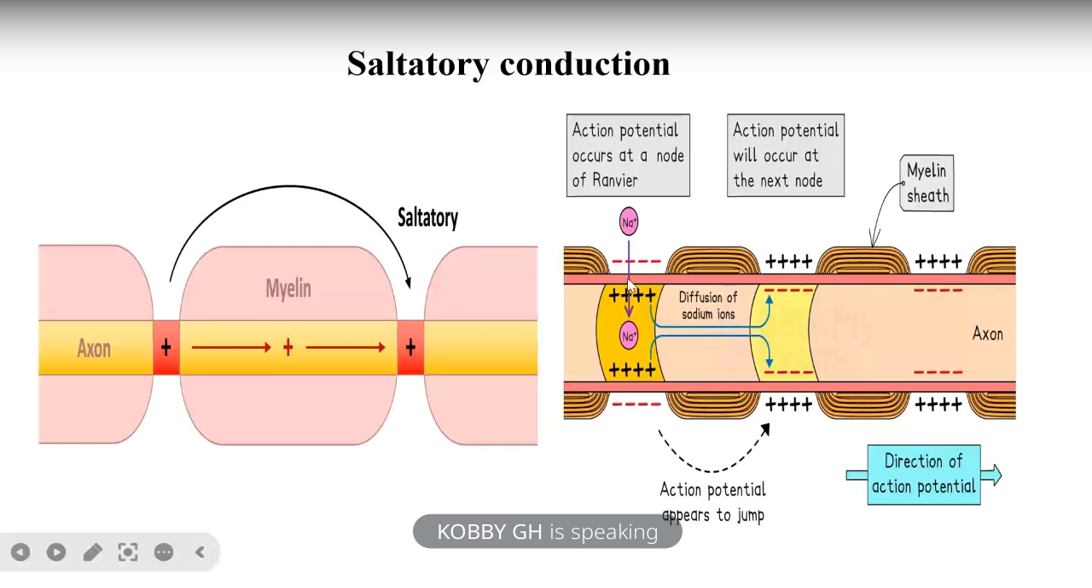When the impulse is generated, it jumps over where the myelin sheath is. Then the membrane potential will take place at the node of Ranvier again. For the impulse to be transmitted, it jumps the myelin sheath to the next node of Ranvier, for the membrane potential to take place again. Then the action potential will jump again.